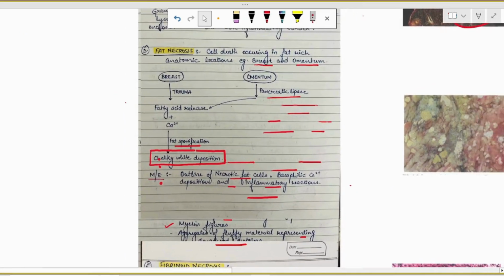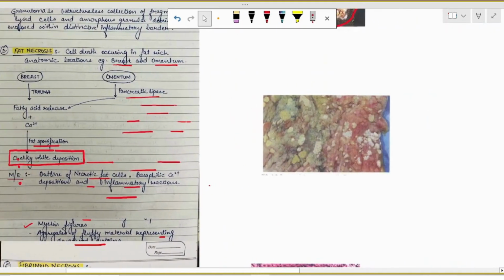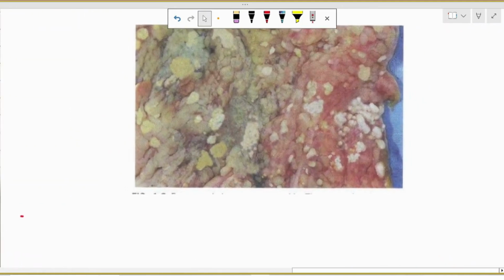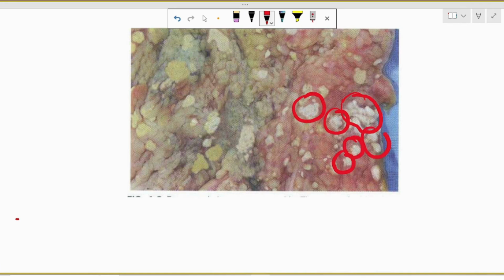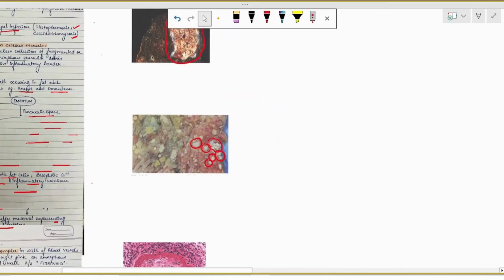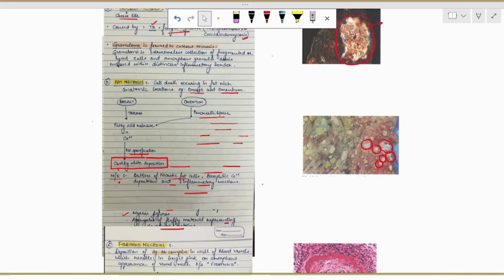The outline of the necrotic fat cells, there would be the basophilic calcium deposition and inflammatory reaction. How it will appear to us, I need to show you. See, are you able to appreciate here the chalky white depositions? These are actually the fat saponifications, and this is known as fat necrosis.